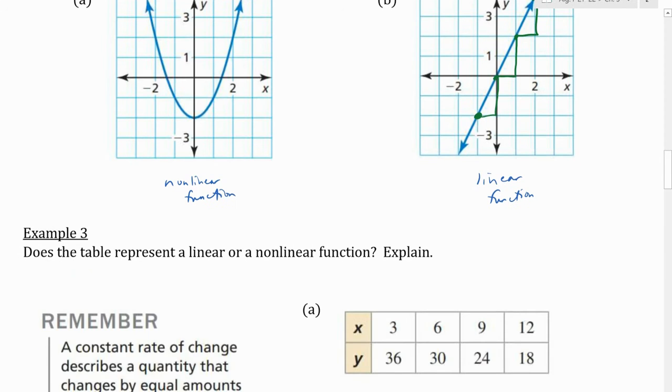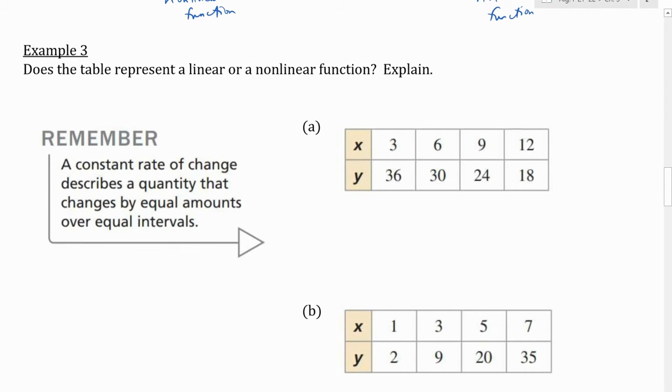Okay. Then sometimes they'll give you tables where there's not a picture and ask you if it's a linear function. So we're hunting for that. Is there a constant rate of change? So look at your inputs. Look at your x's. From 3 to 6, I go up by 3. From 6 to 9, I go up by 3. From 9 to 12, I go up by 3. So I've got a constant, steady increase of 3 with the x's.